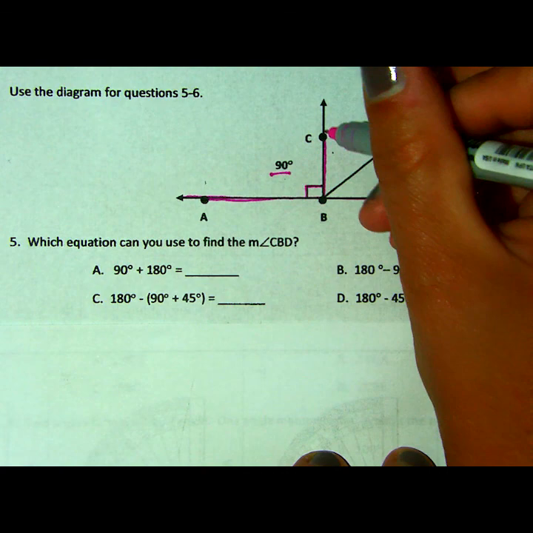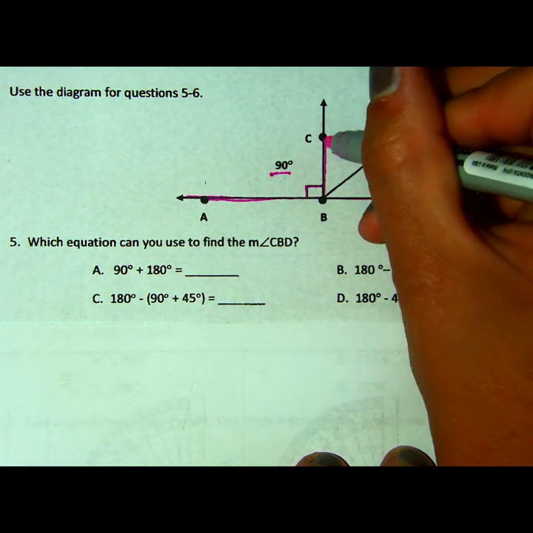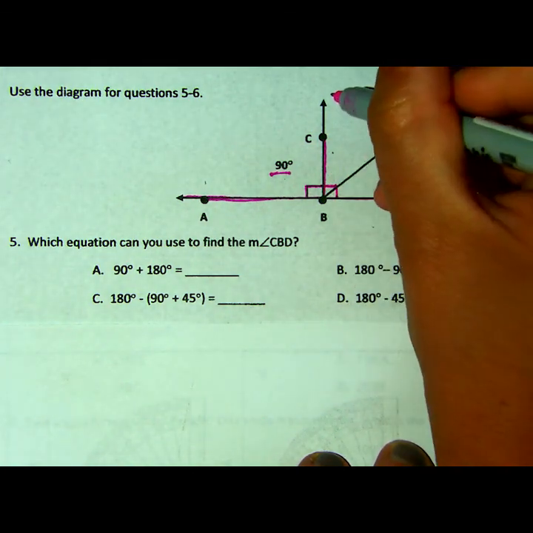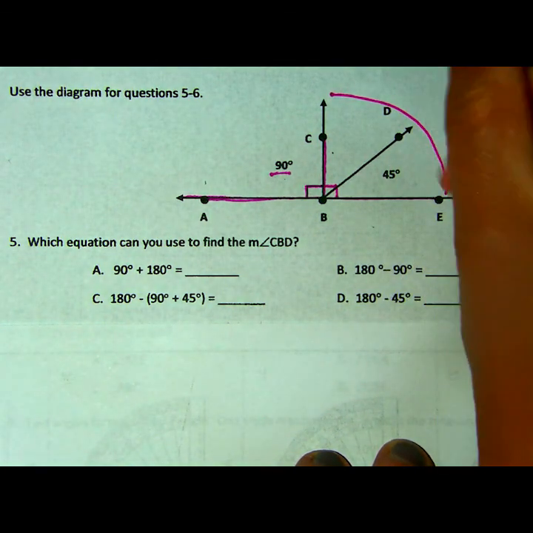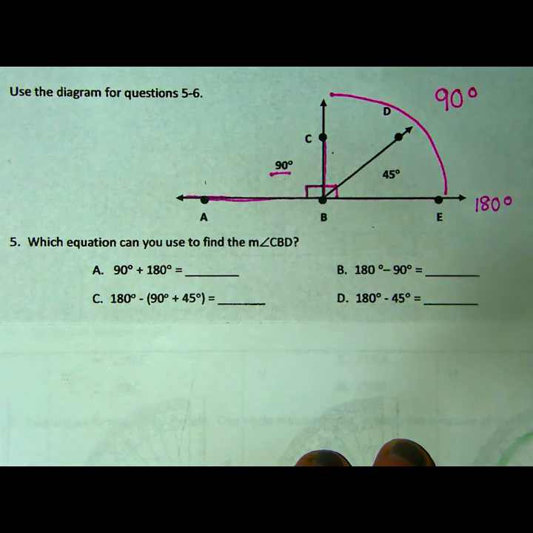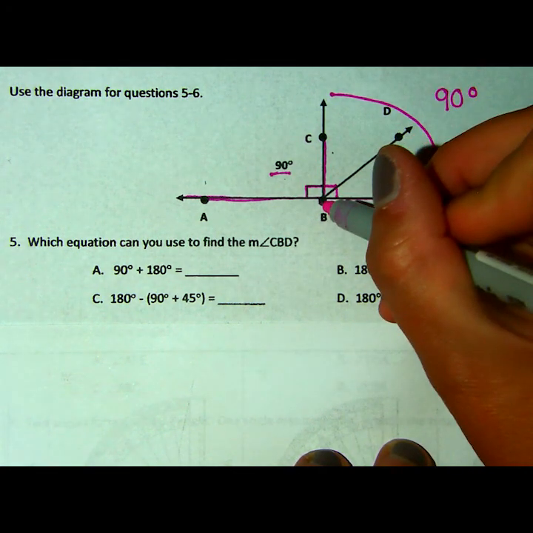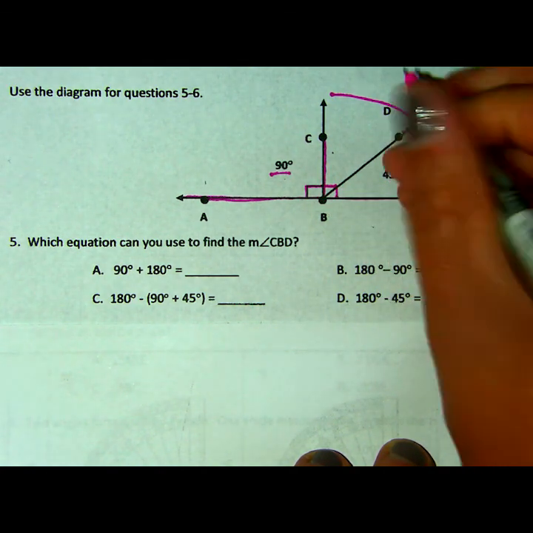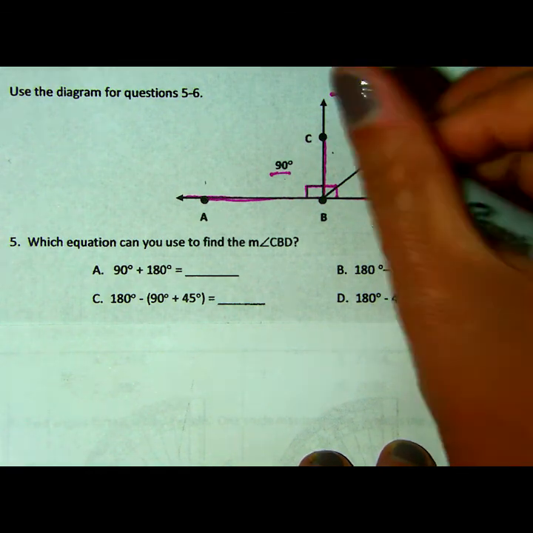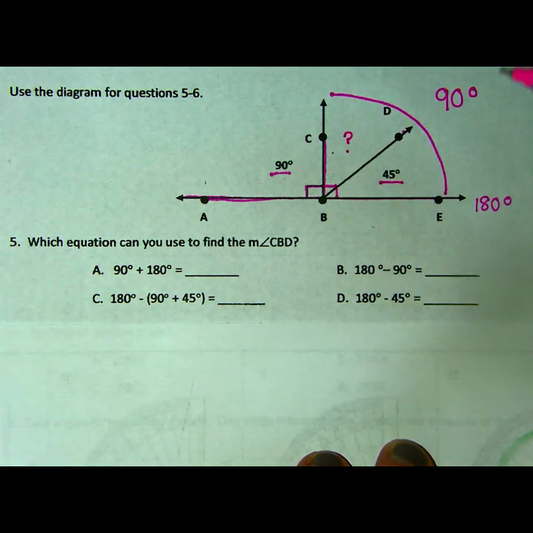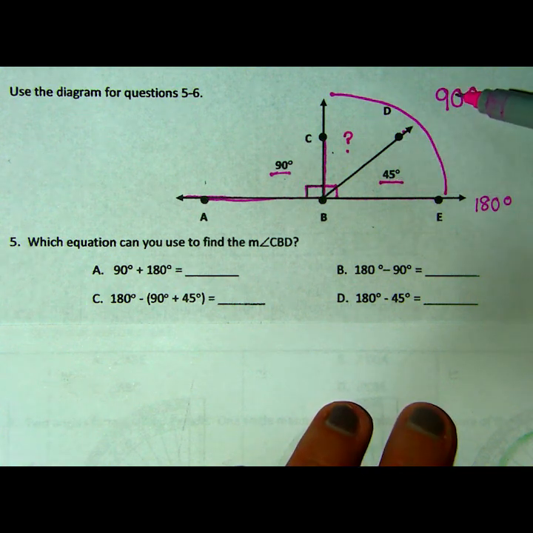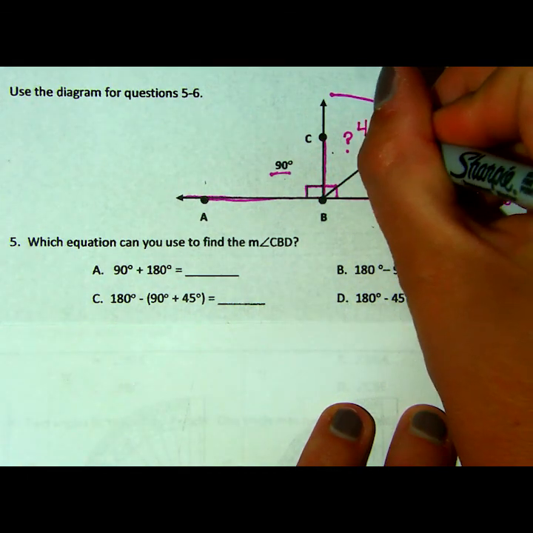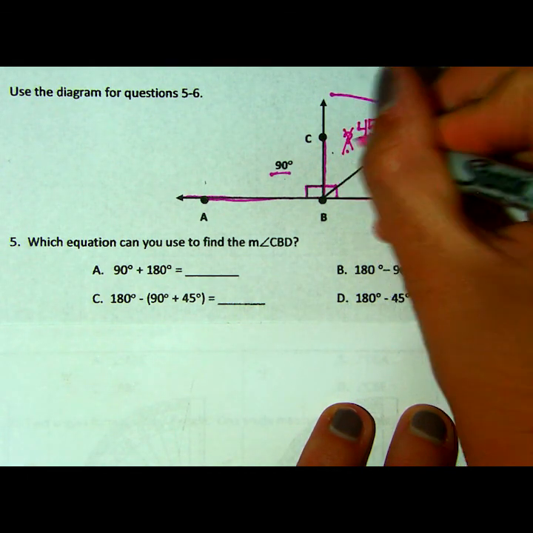Now, if this is 90, then CBE is also going to measure 90 degrees. And then what they've done, it looks like they've taken a separate ray right here to break that angle into 2 smaller angles. So this measurement will be 45. And what I know is that 45 is actually half of 90. So 45 plus 45 would give me 90. So this unknown measure is also 45 degrees.